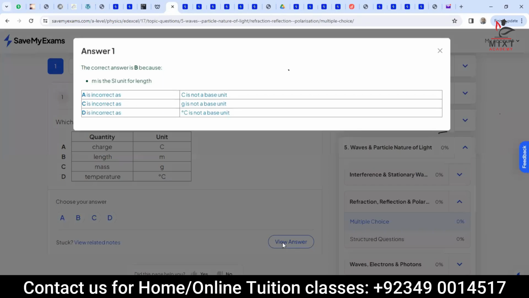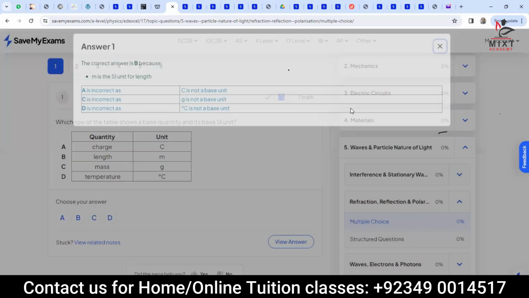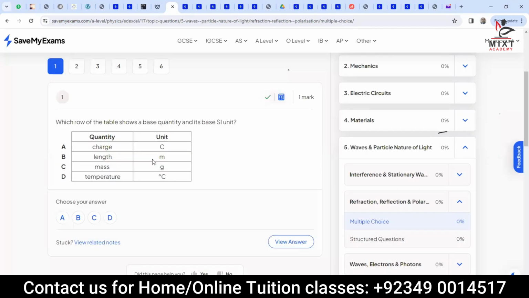A is incorrect as C is not a base unit. B, are they saying length? Remember that the very basic unit is meters. G is not the base unit because it's in grams. Charge is C. Charge is not C actually, that should be coulombs. It should be mentioned here. Temperature is centigrade, but the actual unit is Kelvin. The only unit which is correct here is the length, meters. The quantities are right, but the units are wrong.